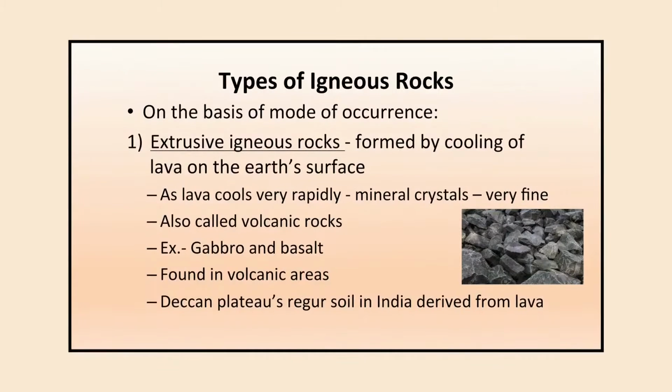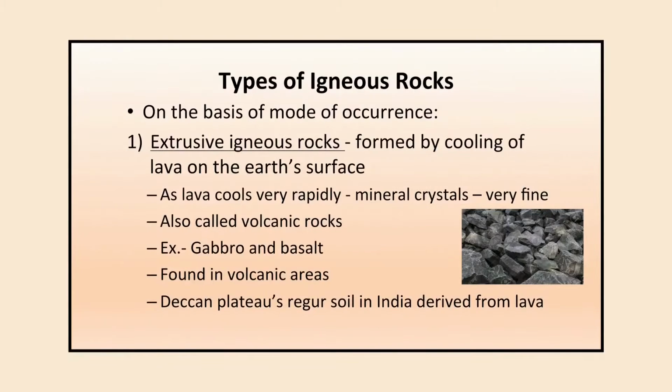Now, there are different types of igneous rocks also. On the basis of mode of occurrence, there are extrusive igneous rocks and intrusive igneous rocks. Extrusive igneous rocks are formed by cooling of lava on the earth's surface. When the lava reaches the surface, it cools down very rapidly because it is in contact with the atmosphere, and so the mineral crystals that are formed are very fine. These are also called volcanic rocks, and examples are gabbro and basalt.